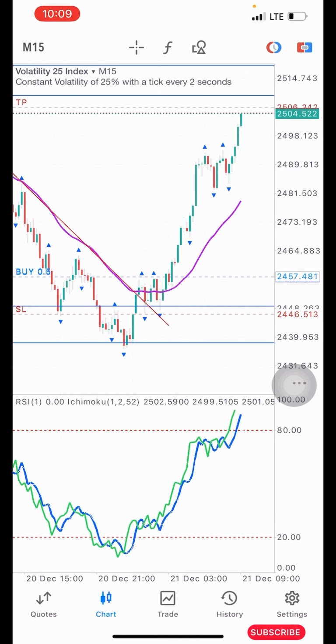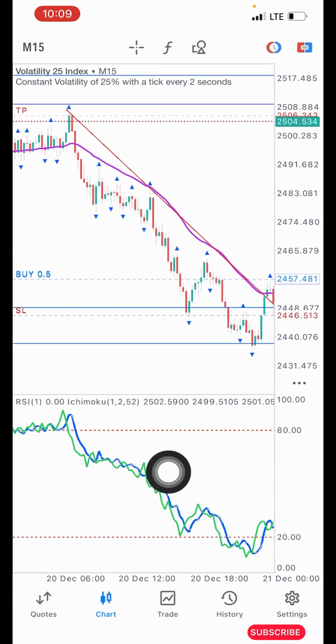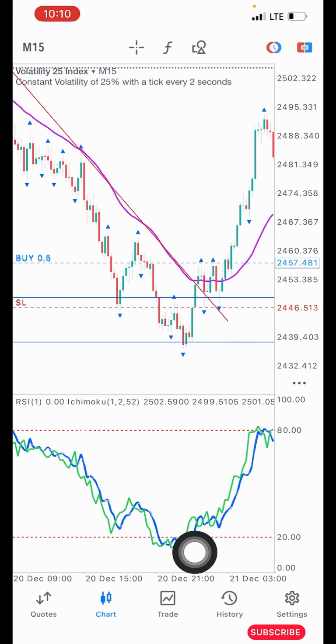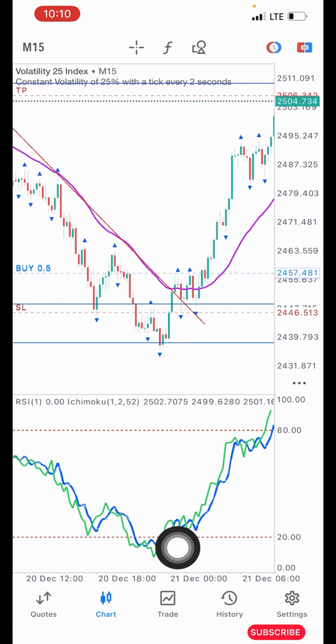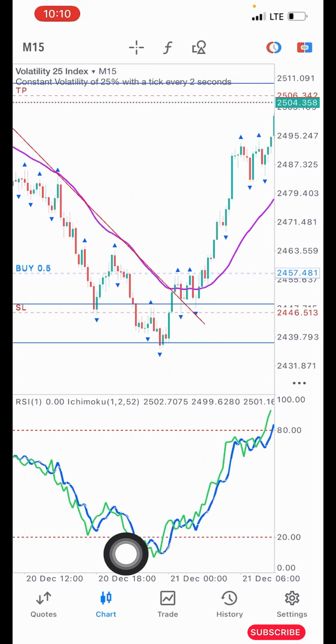First of all, you can see here on the indicator window, we want to allow the blue and the green line to get to the oversold level, which is the 20 level. When you have seen that price is at this level, the next thing you want to be looking out for is a crossing of the green line above the blue line. This crossing must happen below this 20 level for you to be sure of the signal the indicator is giving to you. It must happen below it.